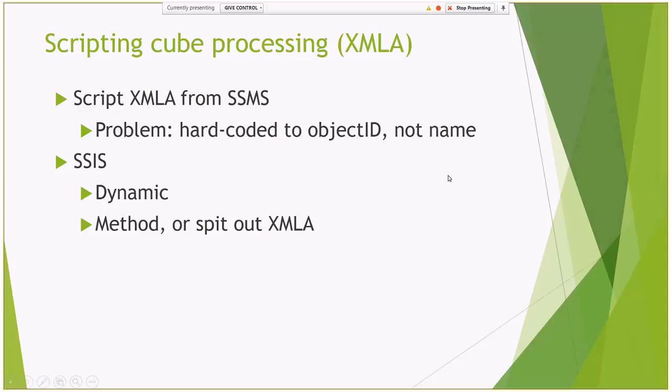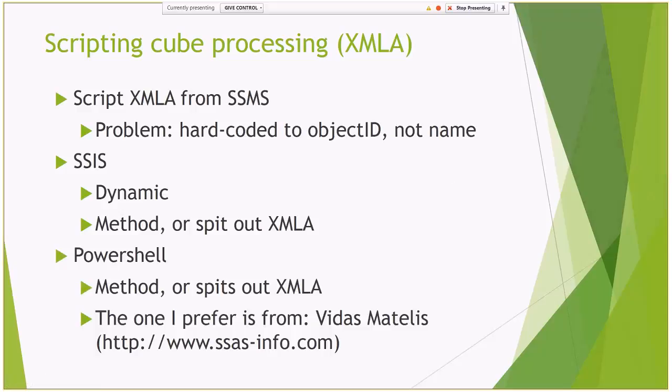There are a couple of dynamic ways to do it, SSIS and PowerShell. I'm sure there are other ways, and I'll talk about that later. From SSIS or PowerShell, you can access the object method directly, or you can have your SSIS or PowerShell go to the ID and then build out the XMLA, and then execute the XMLA later. The PowerShell script I use is from this gentleman, Vidas Matelis, and the website is ssas-info.com.